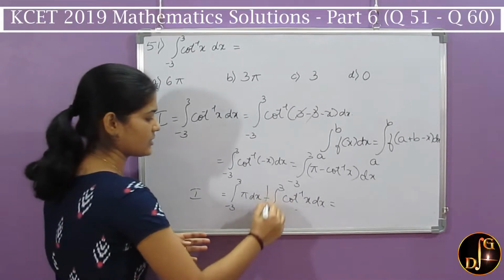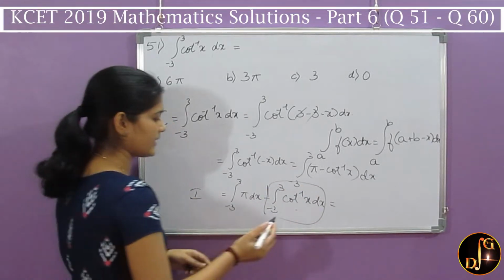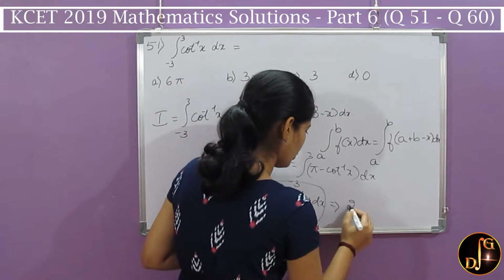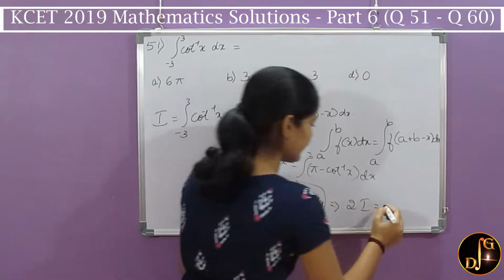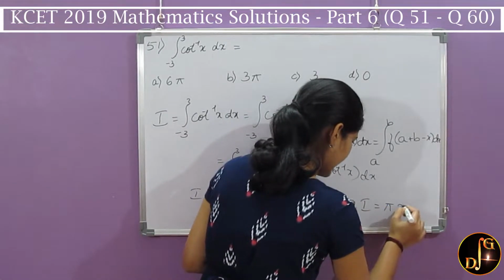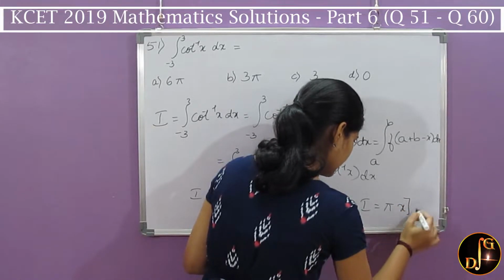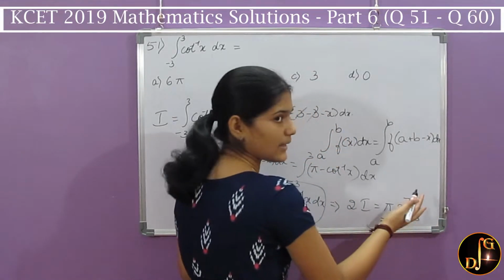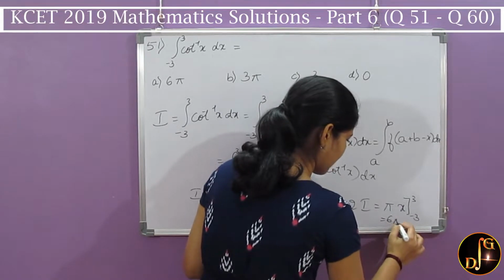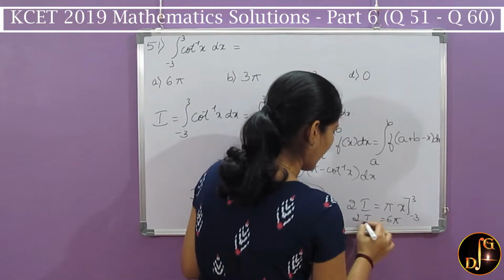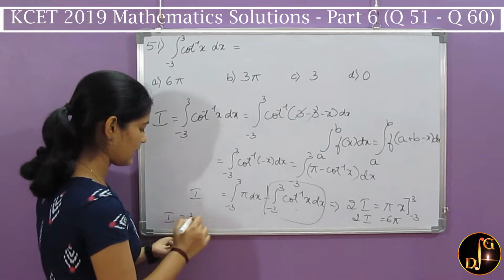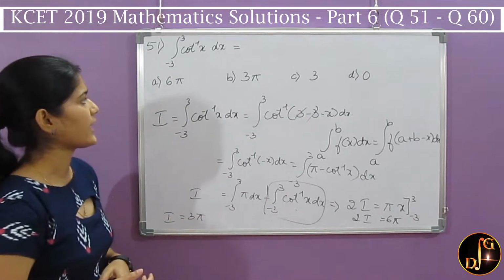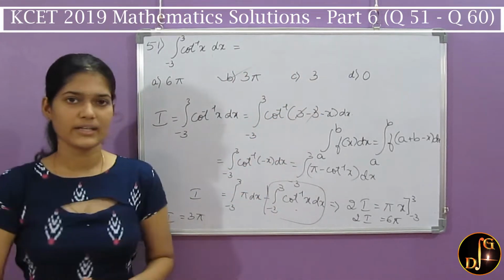If we take this term to the left hand side, then it will be 2I is equal to, if we integrate this, pi into x from -3 to 3. If we apply -3 and 3, then it will be 6 pi, right? We have 2I is equal to 6 pi. Then I is 3 pi. So the correct answer is option B, right?